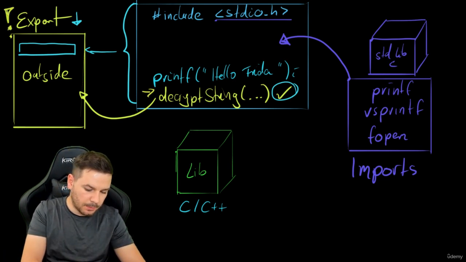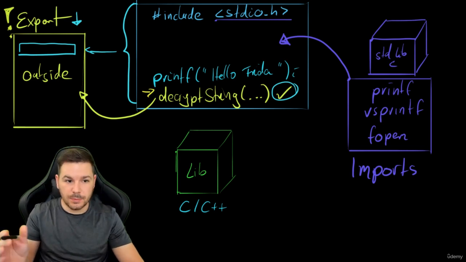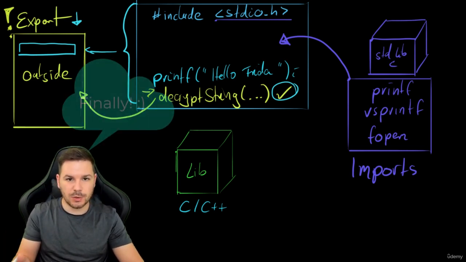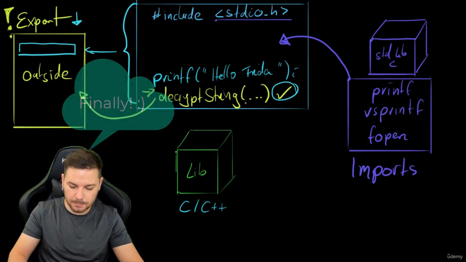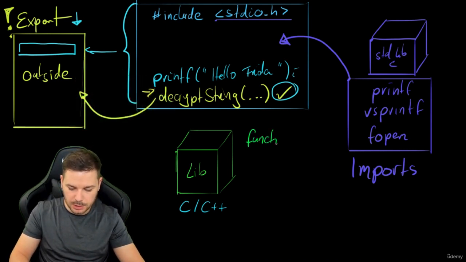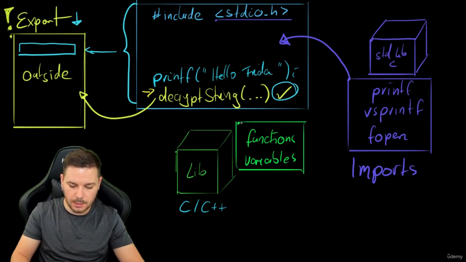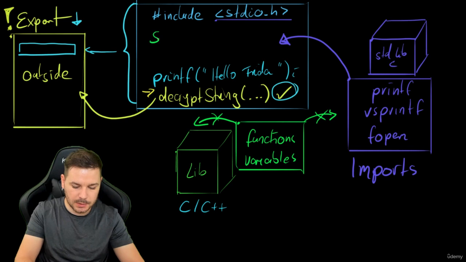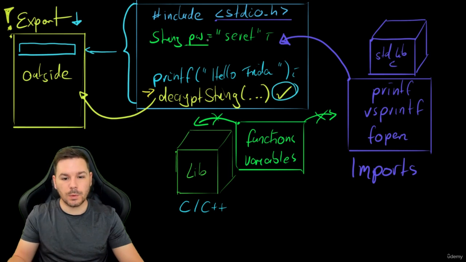Last but not least, we've got symbols, and symbols are just functions or variables in our program that have not been exported to others or imported from others. So this is, for example, something like String pw equals secret. This one over here, pw, would be a symbol.